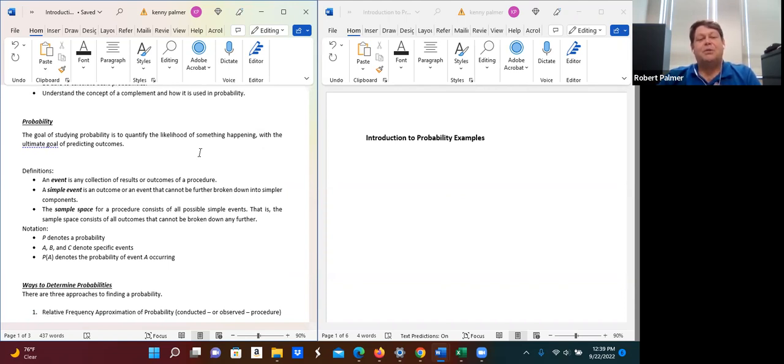So you have to have some understanding of what's happening, kind of the process, what's going on to be able to do that. And our goal then is to be able to use that information to predict something in the future, predict what will happen when we do this process over and over again.